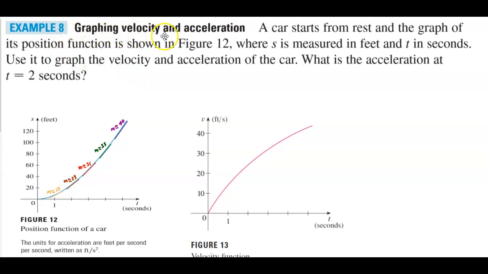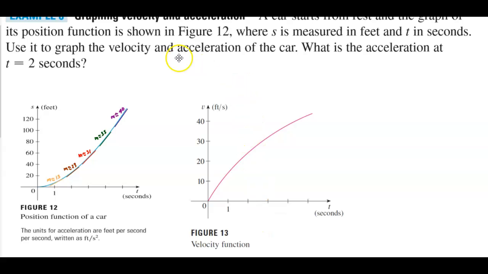Example 8, graphing velocity and acceleration. A car starts from rest, and the graph of its position function is shown here on the left in figure 12. This is a position function of a car, where s is measured in feet, the distance, and t is in seconds. We want to use it to graph the velocity, which is what we have on the right here, and the acceleration of the car.